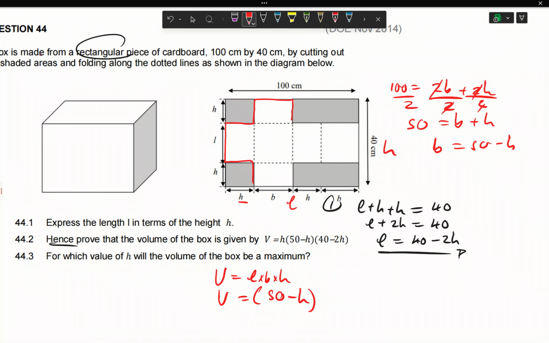Because they say that a box is made from a rectangular piece of cardboard. This piece of cardboard, right? So you are making a box there. So this is the height, the breadth, the length, whatever you want to call it.